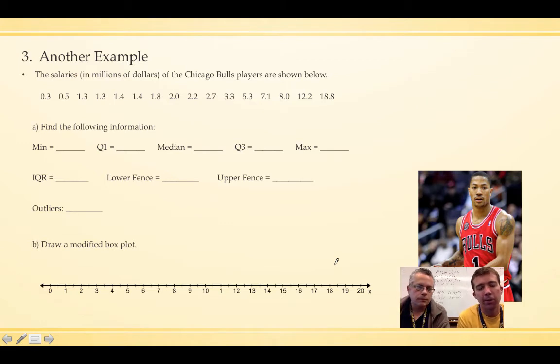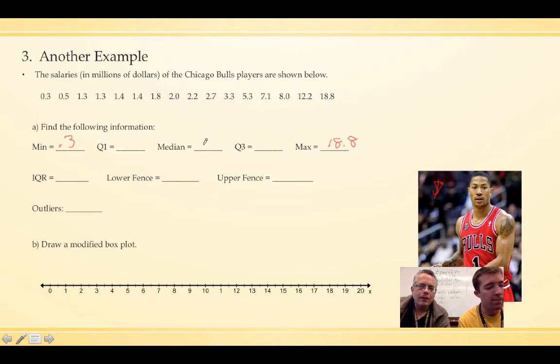All right, now we're going to look at salaries in millions of dollars for the Chicago Bulls players, shown below. So 0.3 is 300,000. Yeah, so even the minimum is not that small. All right, Mr. Lewis is going to get the statistics going, but I'll fill in the easy ones. The maximum is 18.8 million. That would be Mr. Derrick Rose. Put a little money sign by him.